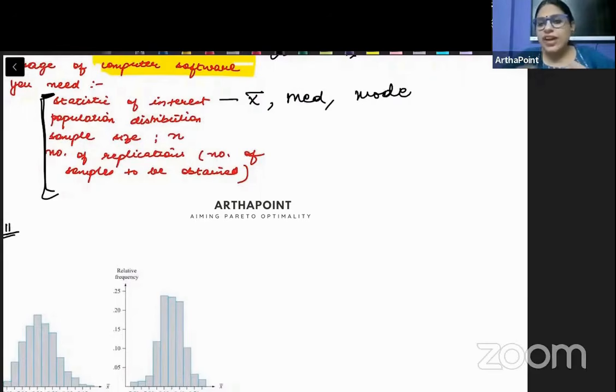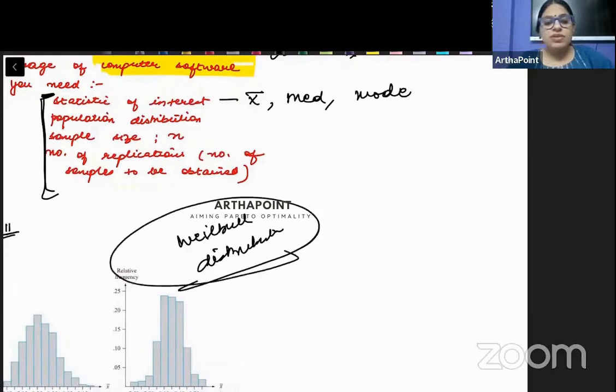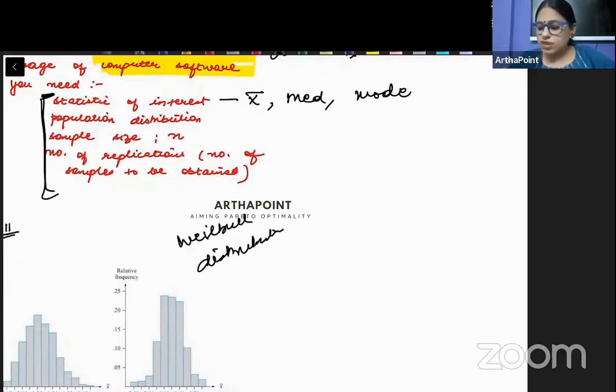The second thing is what kind of population distribution am I talking about? Is it normally distributed, exponentially distributed? What kind of distribution is it from which I have to draw the sample? Like for example, when you refer back to the start of the book, we started yesterday's lecture saying that it's a Weibull distribution, right? So we must know what kind of distribution we are talking about from which we need to find the sample. That's the second thing.